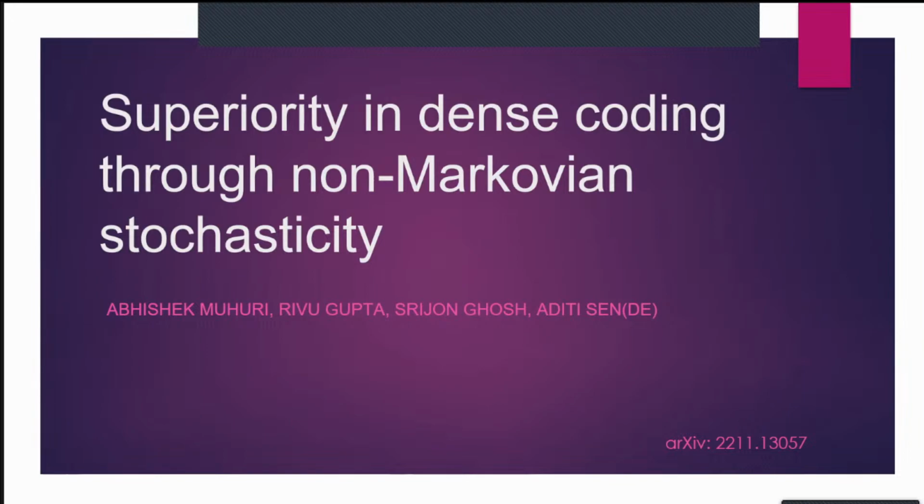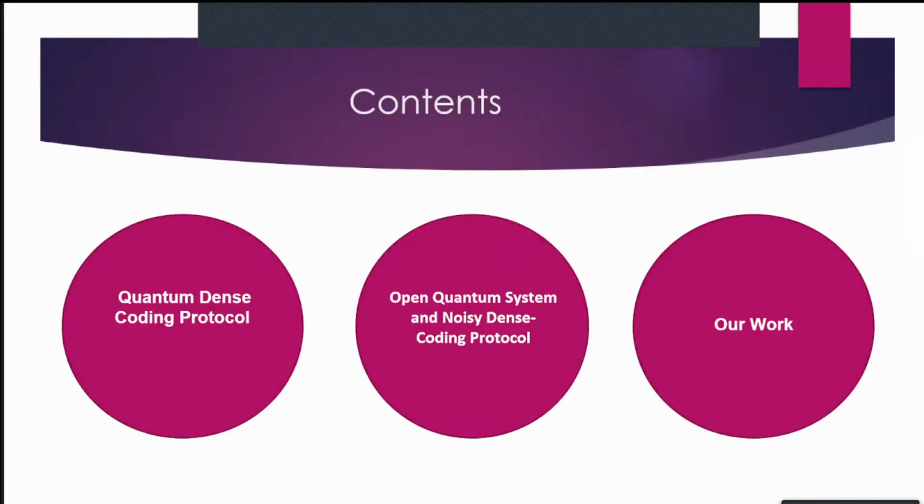Okay, so the talk will be divided primarily into three major sections. In the first part, I will give a brief introduction to quantum dense coding, as there are many people who are not from a quantum information theory background, followed by the scenario when the environment comes into the picture and how the capacity of dense coding changes accordingly. In the final part of the talk, we will mainly focus on what we have done in our paper.